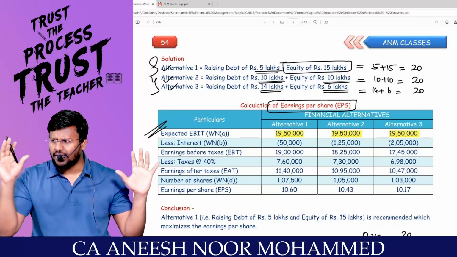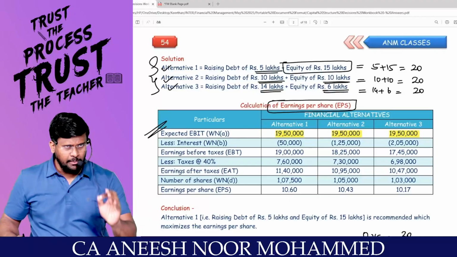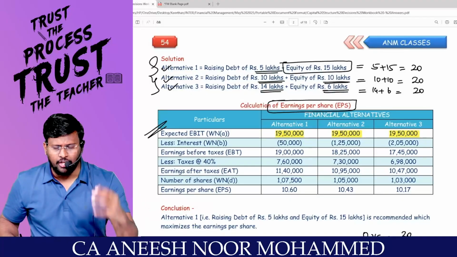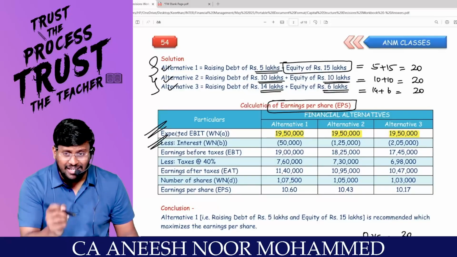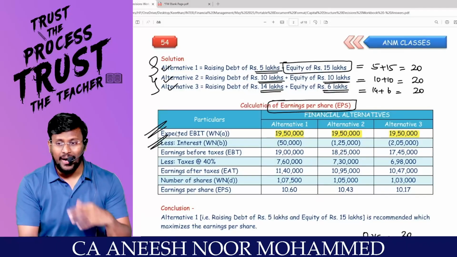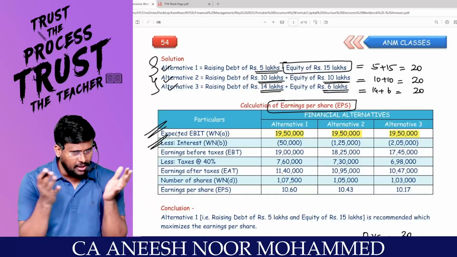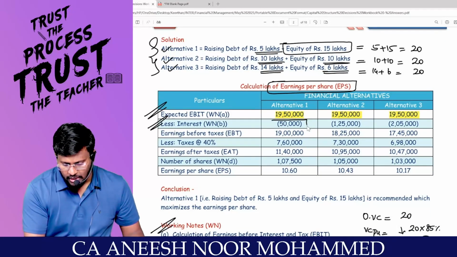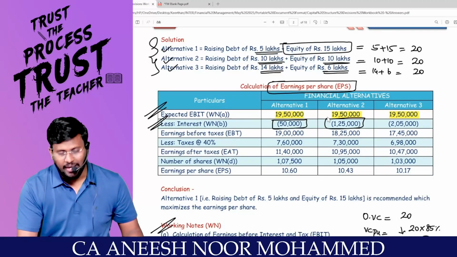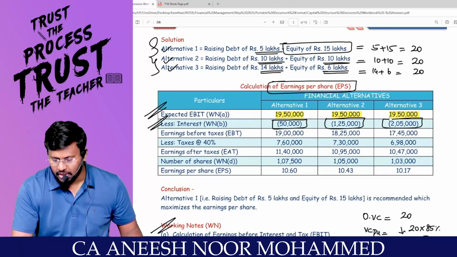Sir, have I finalized EBIT? Same EBIT under all the options, or different EBIT? Now I have to reduce the interest. Same interest or different interest? Different interest, because different debt. Right, sir? In option number 1, 50,000. Comfortable. Option number 2, 1,25,000. And option number 3, 2,05,000.